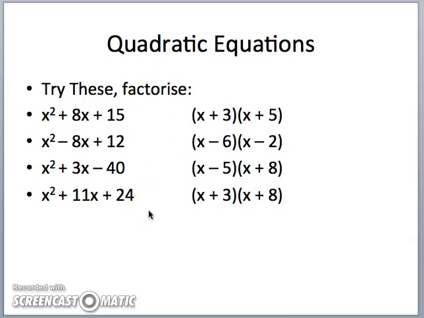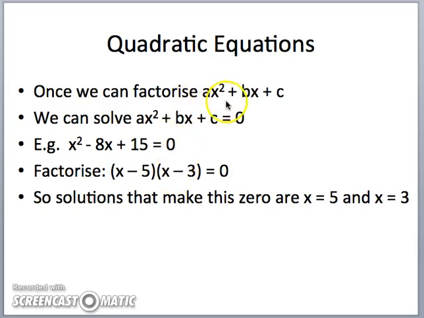If you're still struggling with that, make sure you go back and check, because if you can do this, you've done all the hard work in solving one of these equations, which we'll talk about next. So now we've done all the hard work, we can factorise ax squared plus bx plus c. So now we can solve this straight away.